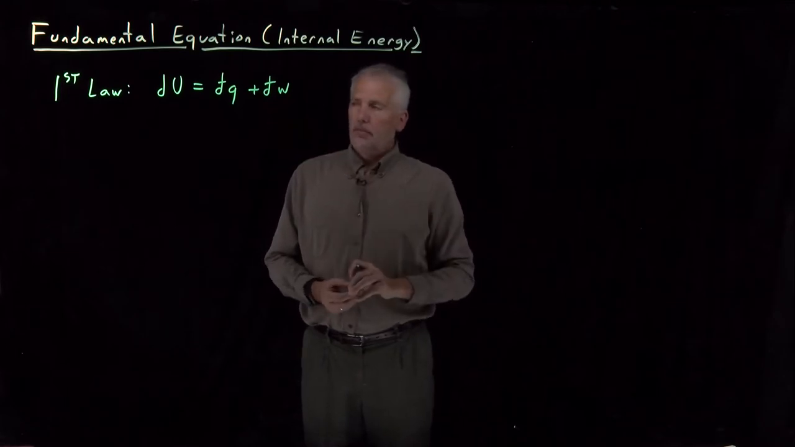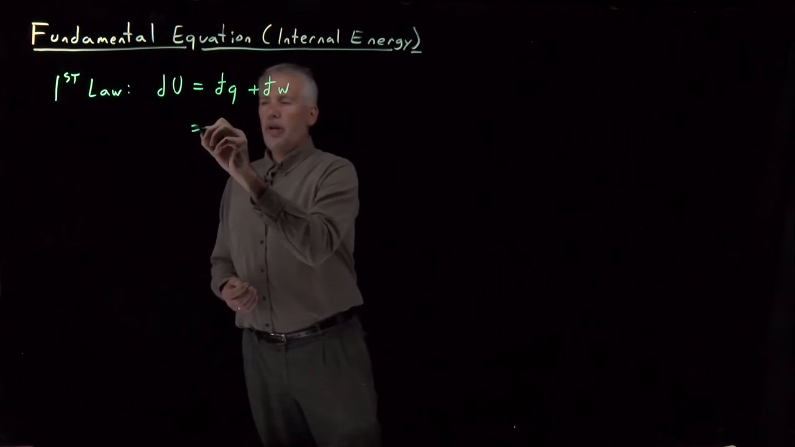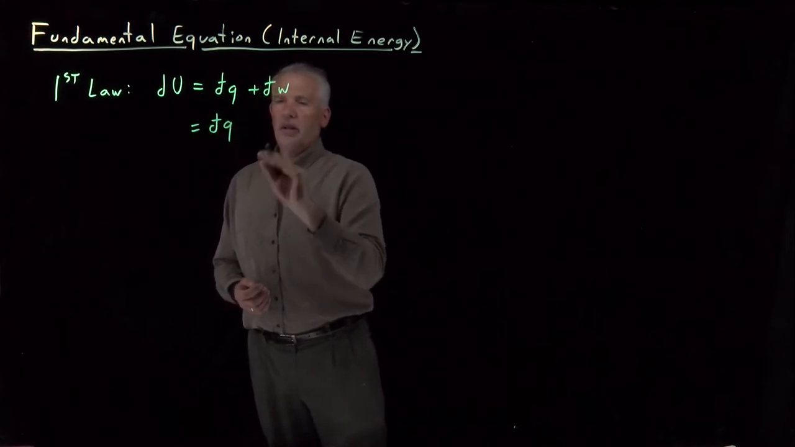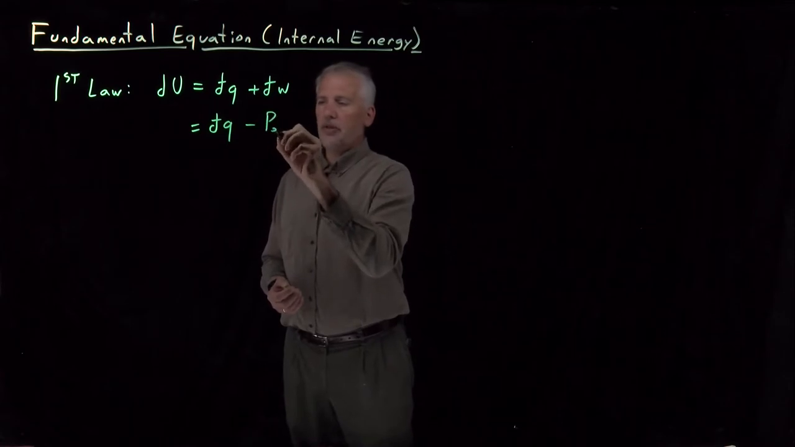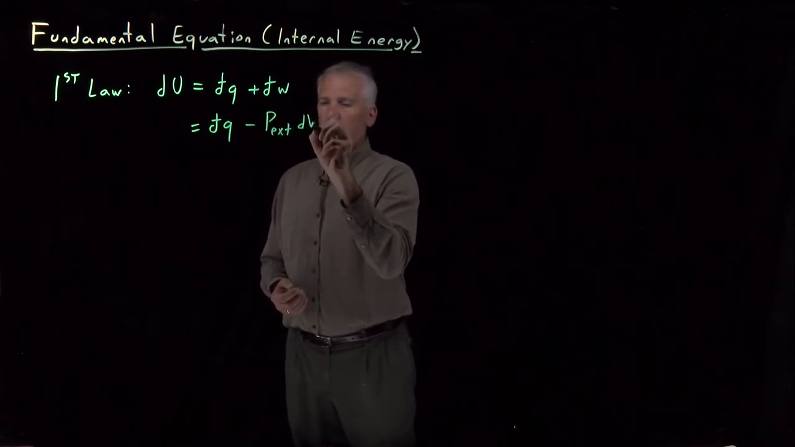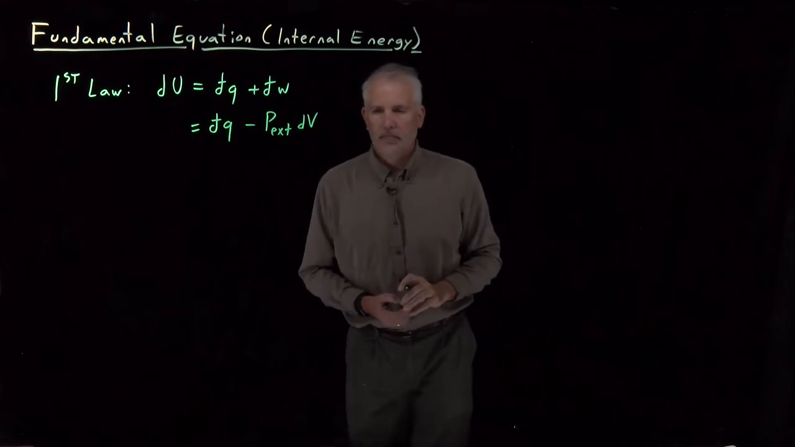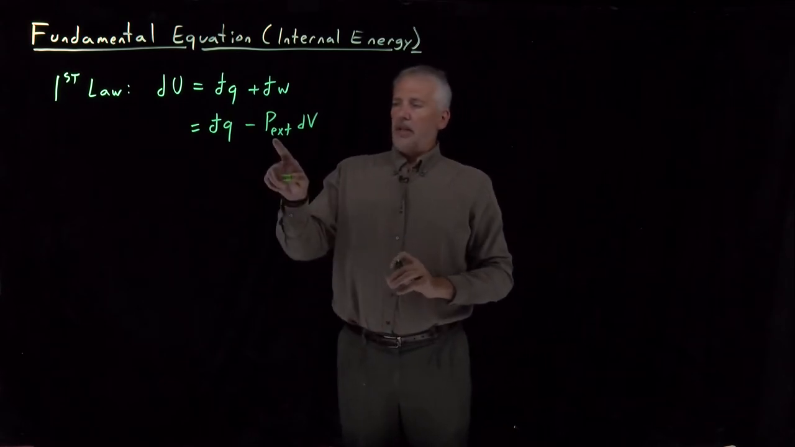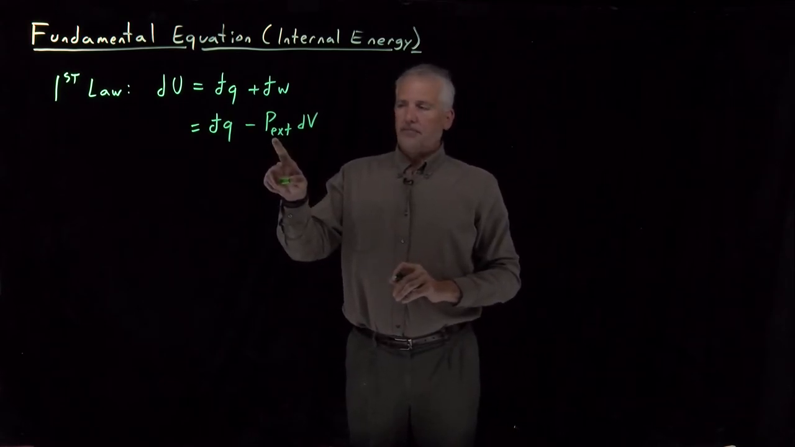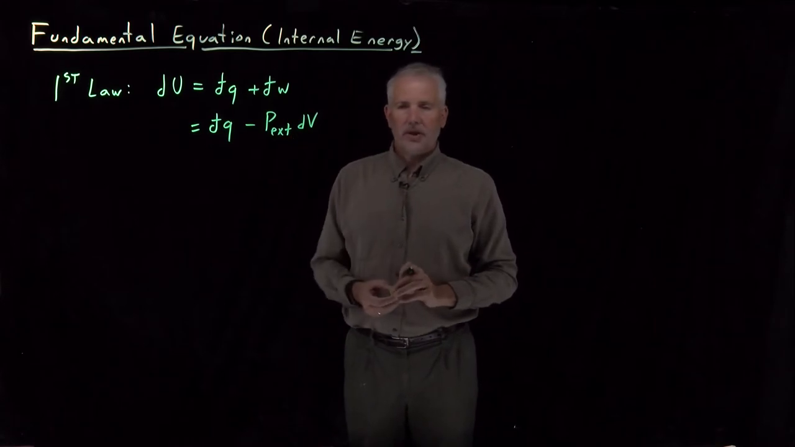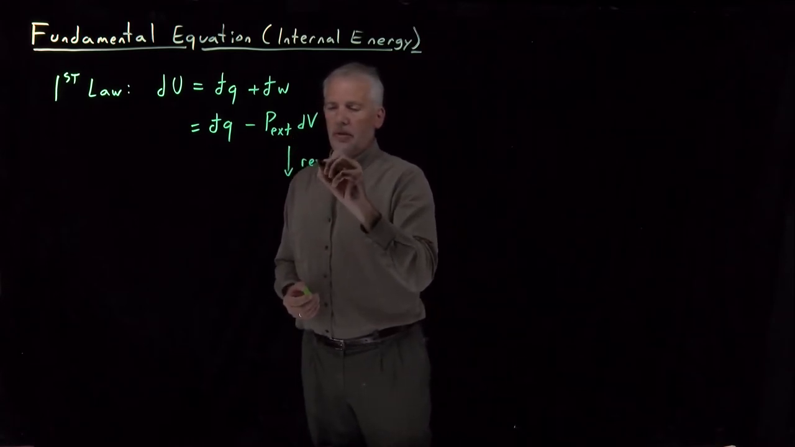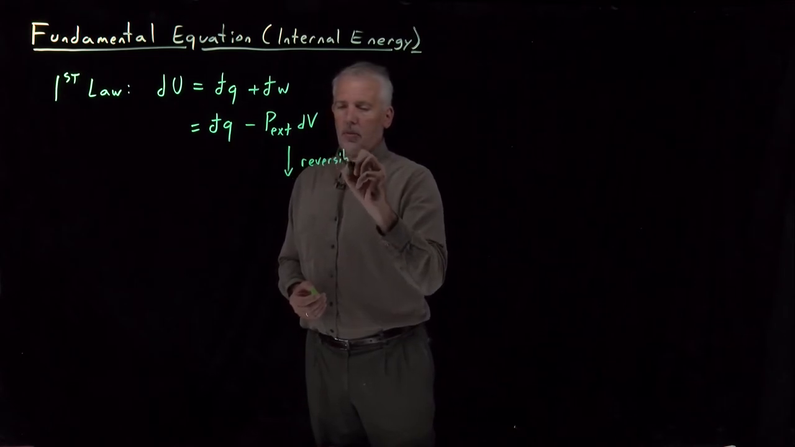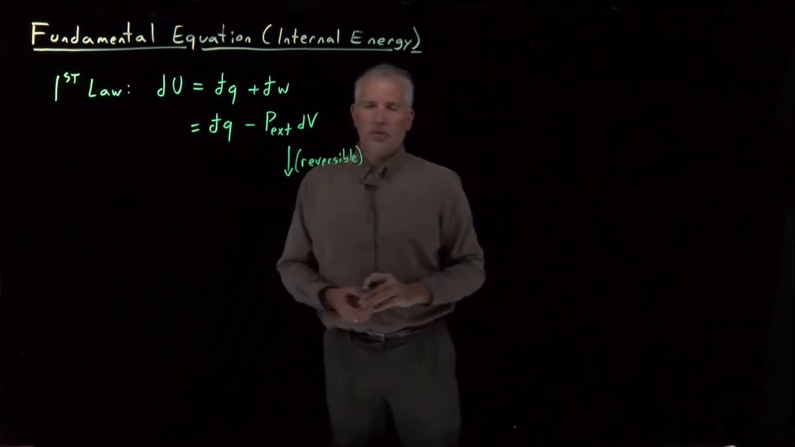For cases where we're only interested in PV work, we know how to write down what the work is equal to. That's minus P external times the change in volume. This is often not very convenient, to know the external pressure of a system. We'd rather deal with the internal pressure of a system. So let's assume that we're doing some process that's reversible.